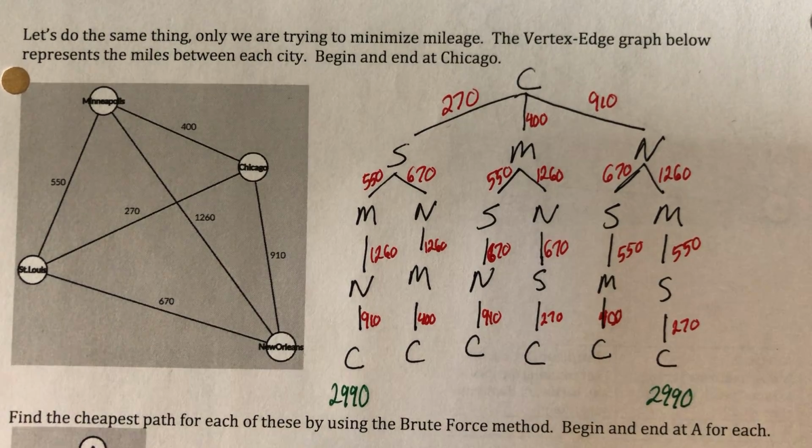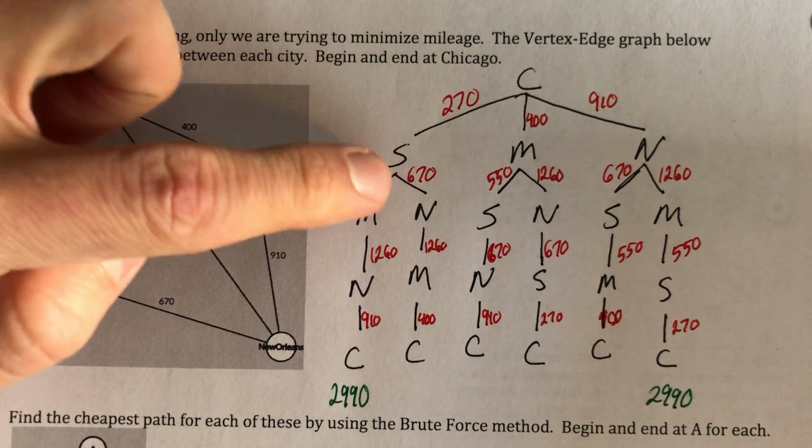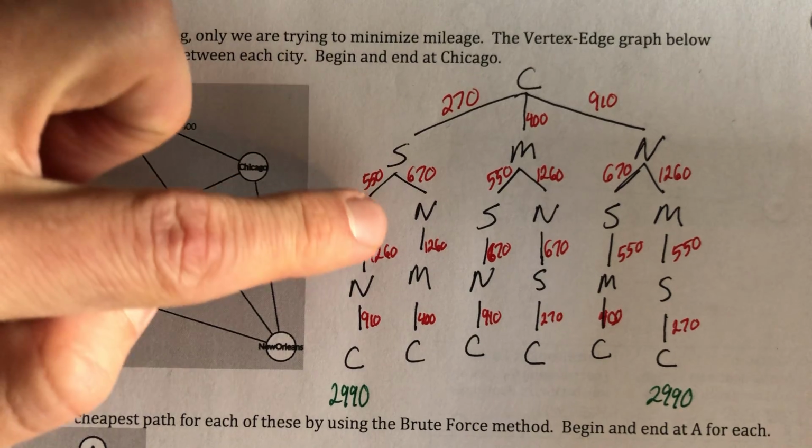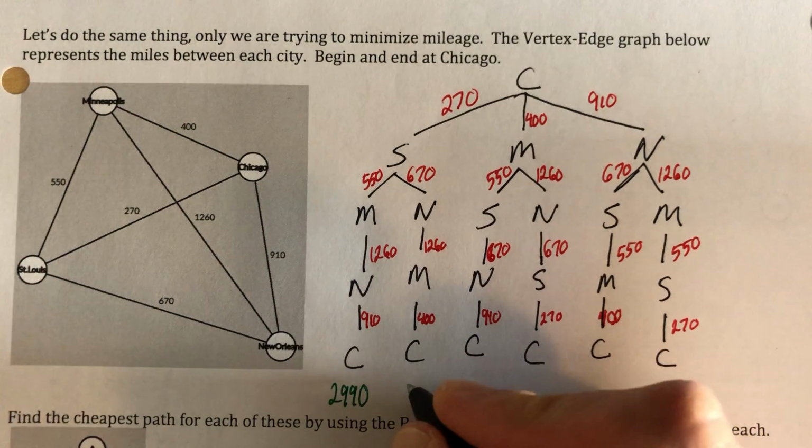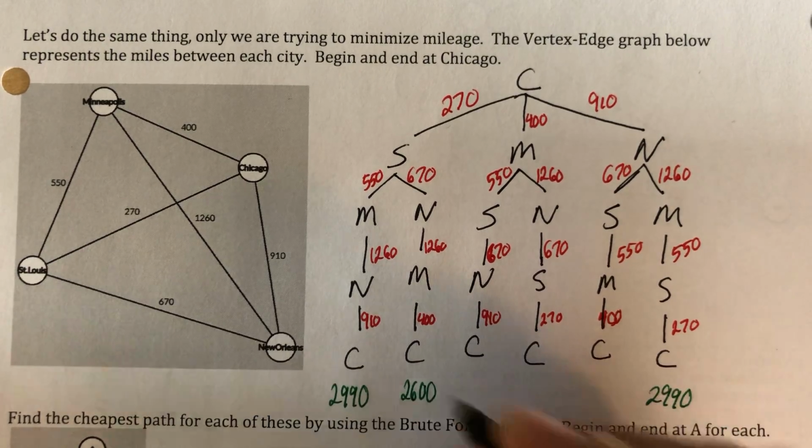All right, let's keep going. 270, 670, 1260, 400. This one is 2600. So far, it's the cheaper one.